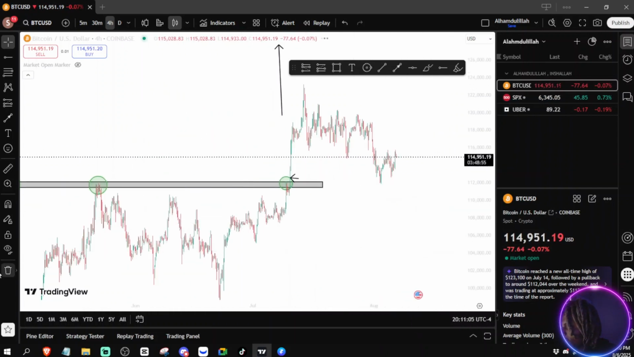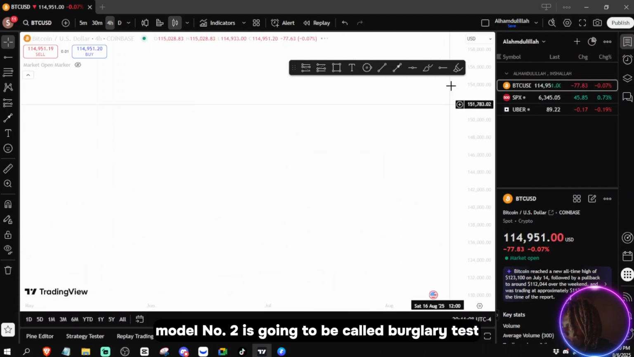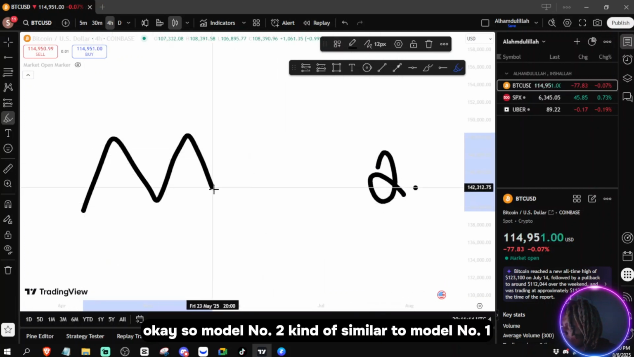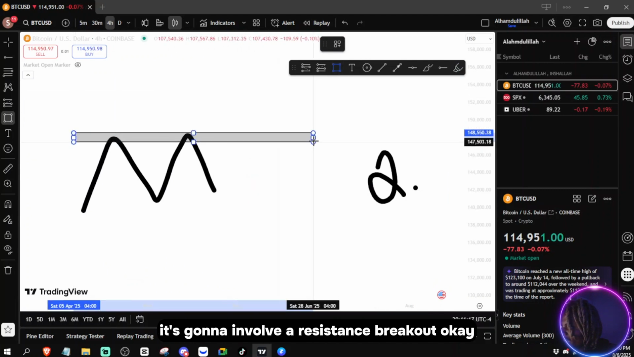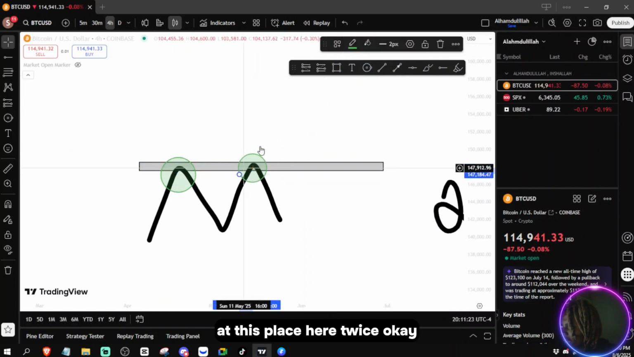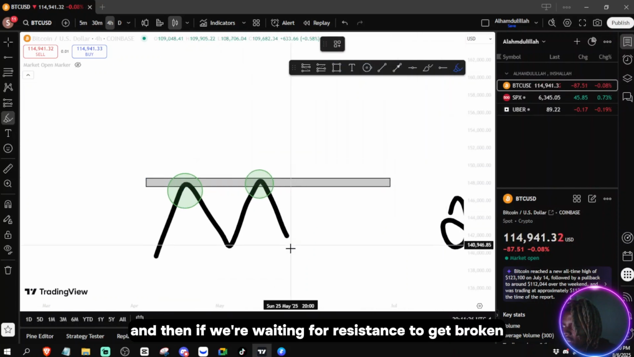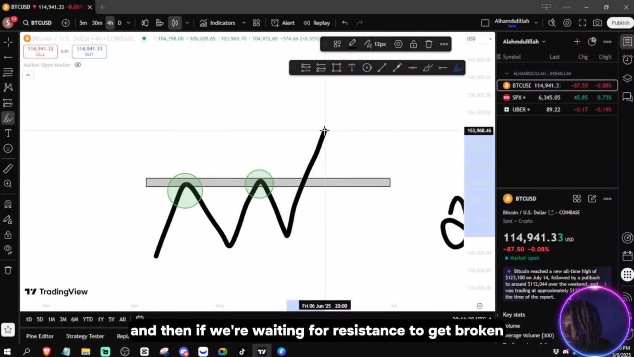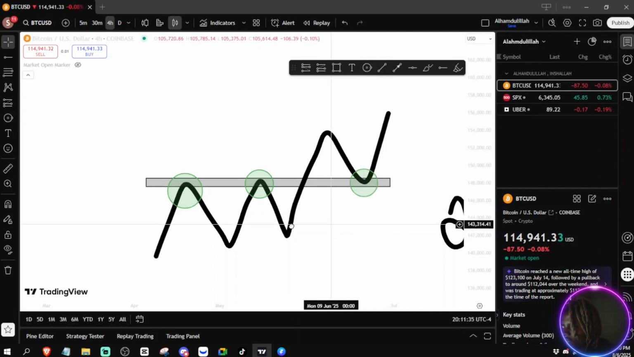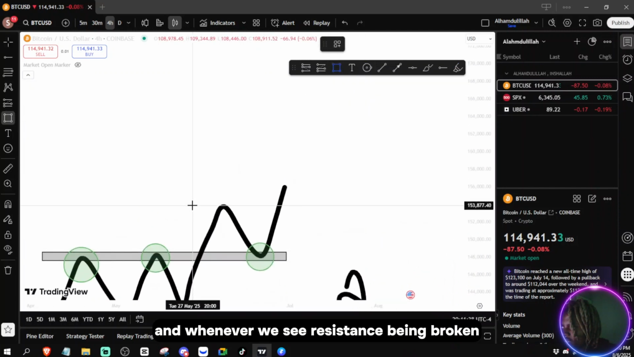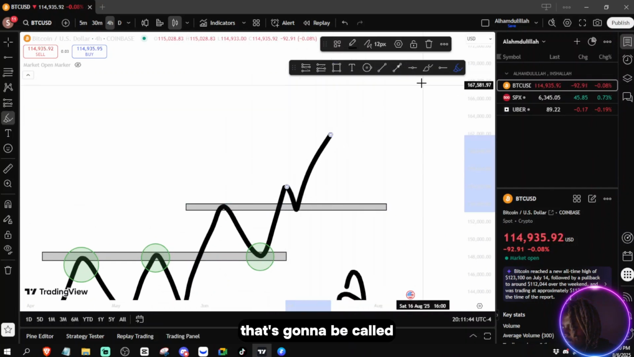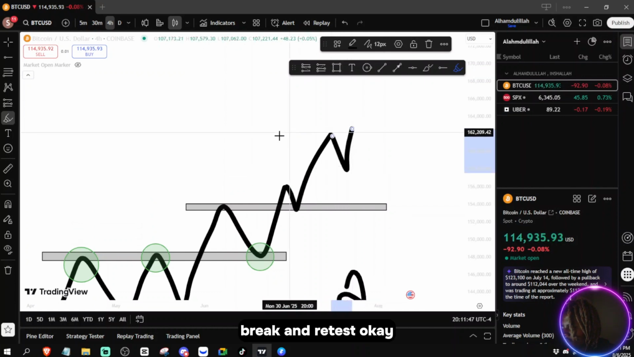So model number two. Model number two is going to be called break and retest. Okay, so model number two, kind of similar to model number one. It's going to involve a resistance breakout. Okay, so let's just say resistance got created here at this place here twice. And then if we're waiting for resistance to get broken, price can come down and turn the resistance into support. Whenever we see resistance being broken and turned into support, that's going to be called break and retest.